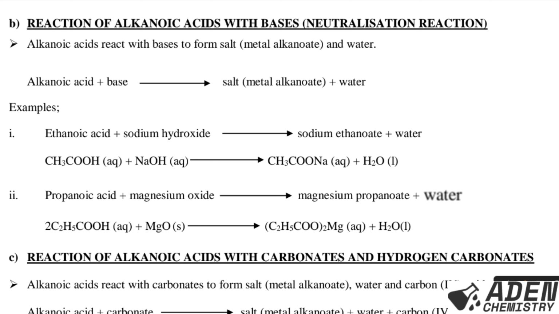Examples. So we are having ethanoic acid plus sodium hydroxide. What we are going to have there is sodium ethanoate plus water. So this is how we write ethanoic acid plus sodium hydroxide. What we are going to get is sodium ethanoate plus water. So the problem is only how to write the salt.